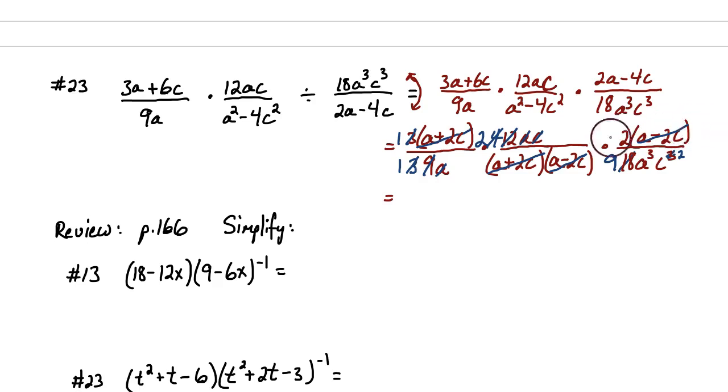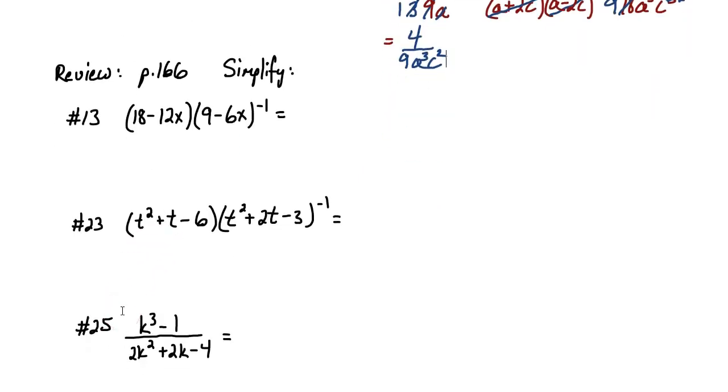I think that's everything. So looking across the top, we have 1 times 2 times 2. That makes a 4. I don't see any letters left in the top. Now, down in the bottom, there's a 1 and later times 9. That's a 9. Are there any letters left in the bottom? There's an a cubed c squared. So final answer is 4 over 9 a cubed c squared.